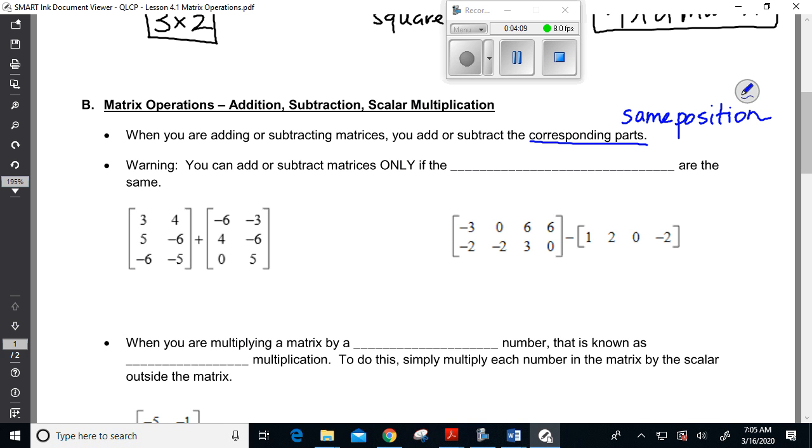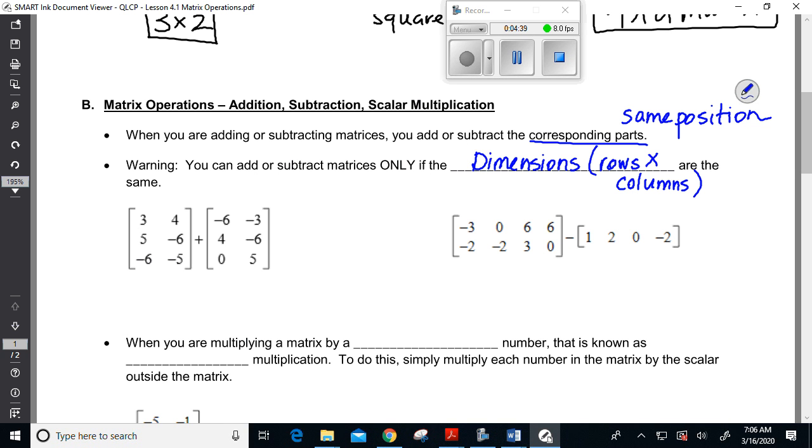But here's a big warning. You can only add or subtract matrices if the dimensions, so remember that's the rows and the columns, are the same. So if they're not the same, don't bother trying to add or subtract them. Don't even waste your time if they're not the same.